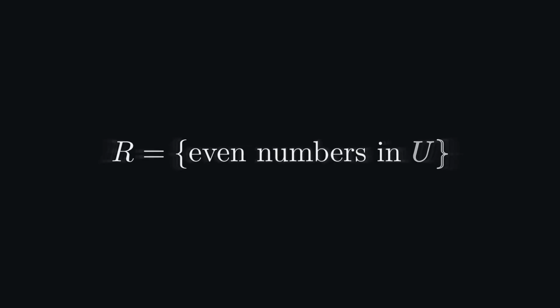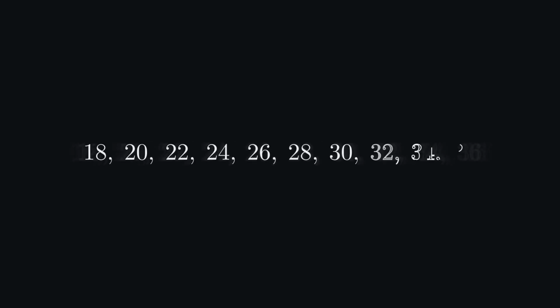Now, let's find the elements of set R. Set R includes all even numbers that are in U. Next, we will highlight the even numbers. The highlighted even numbers are 18, 20, 22, 24, 26, 28, 30, 32, 34, and 36.